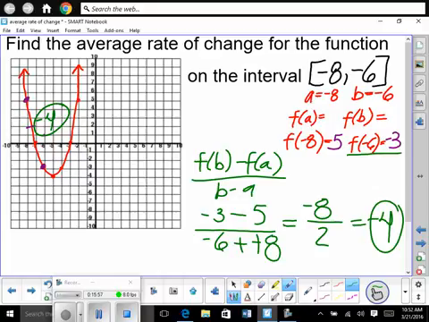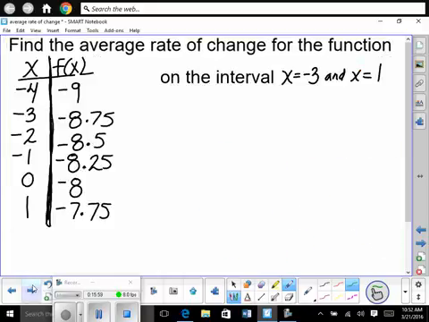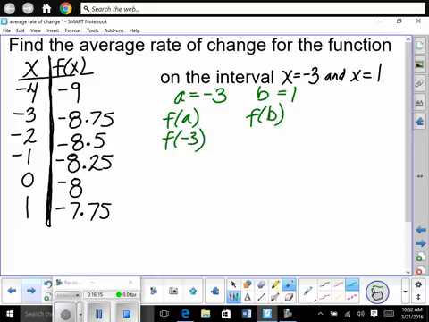Okay, last one. Find the average rate of change on the function on the interval x is equal to negative 3 and x is equal to 1. So my a value is negative 3, my b value is 1. To find the average rate of change, you need your function at a, so that's our function at negative 3. We need our function at b, so that's our function at 1. So look with your eyes. This one's easy. So what's our function at negative 3?